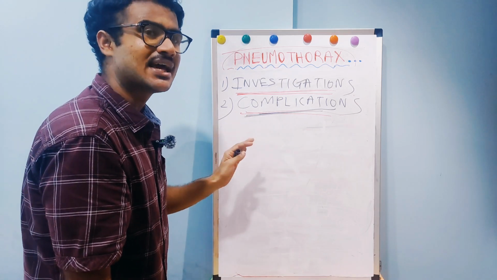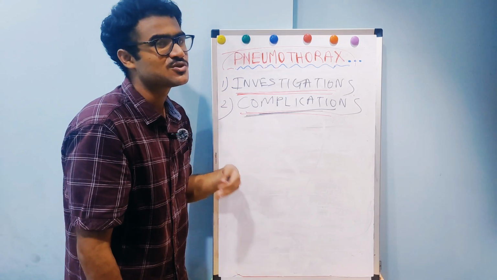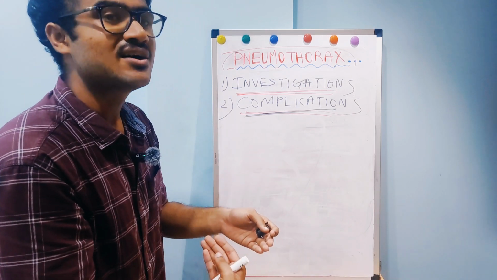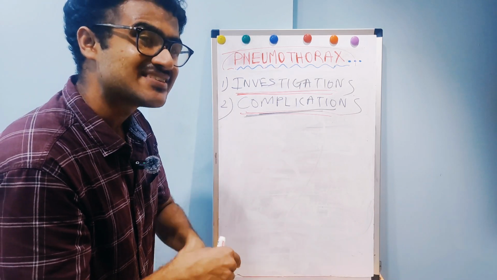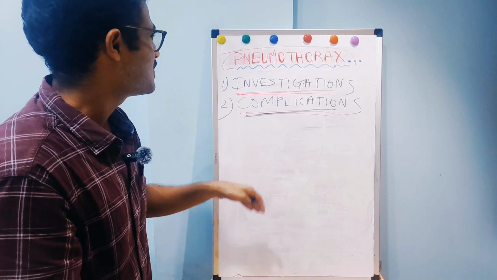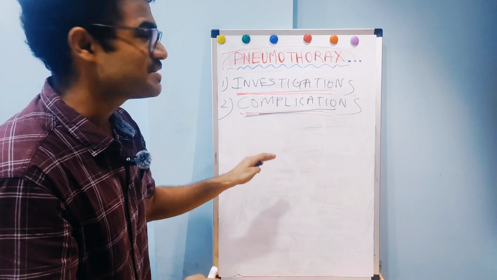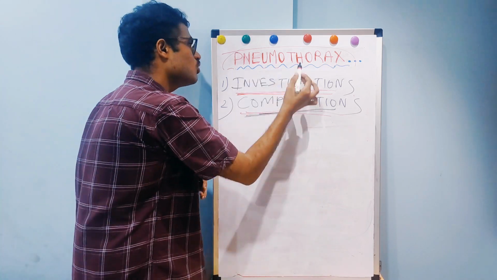And fourth is the mediastinal and subcutaneous emphysema. As you know from the name, there is reduced total surface area. So decrease in the exchange of gases. So basically that is emphysema. Mediastinal and subcutaneous emphysema is the fourth complication of pneumothorax.